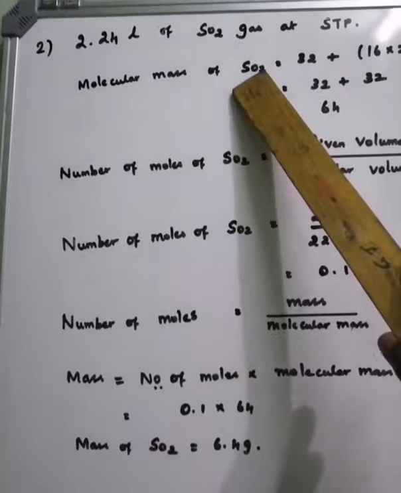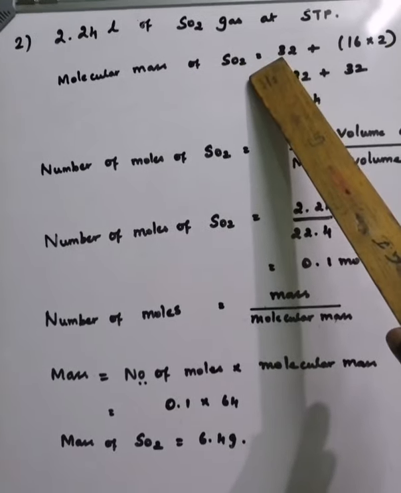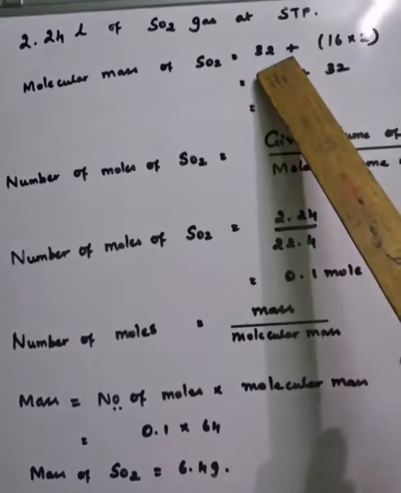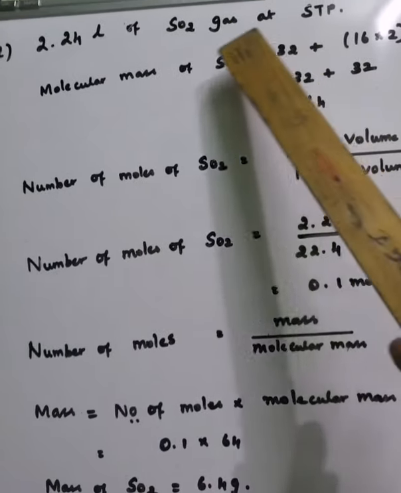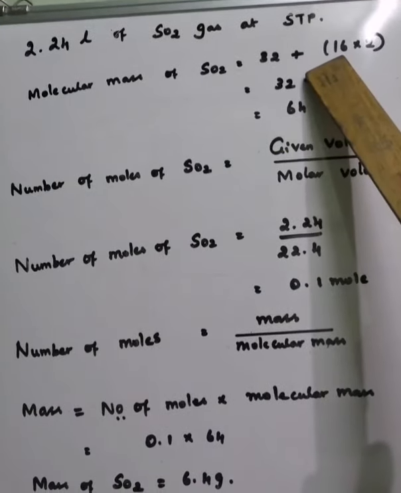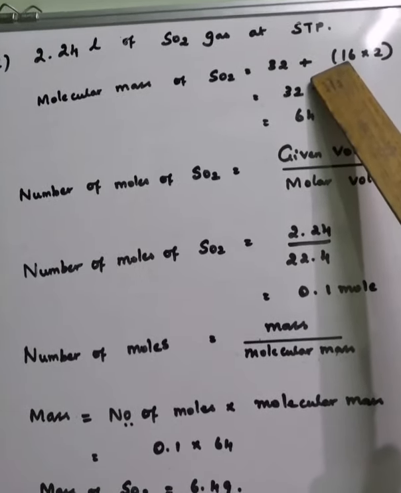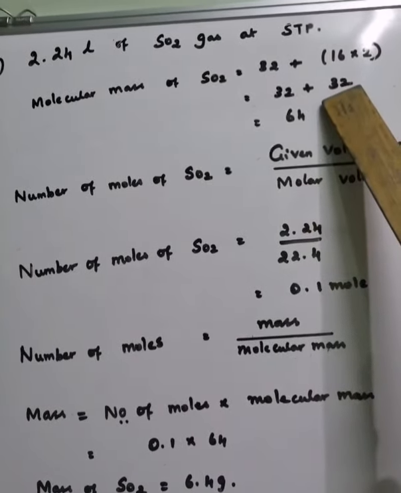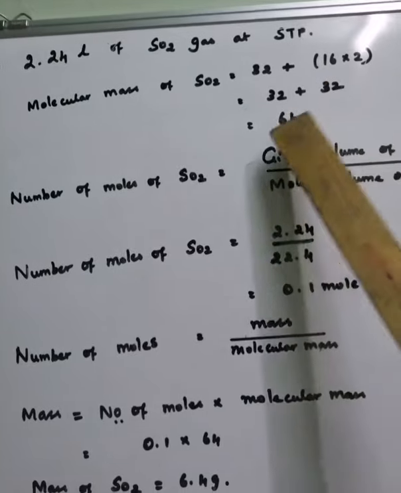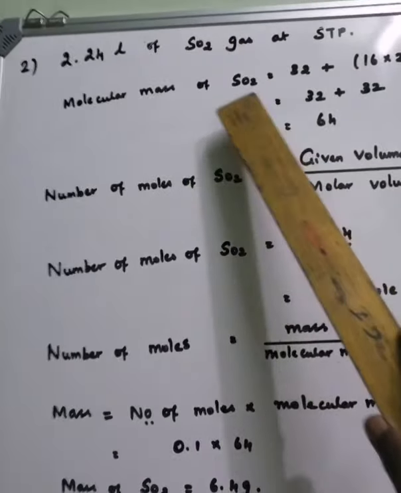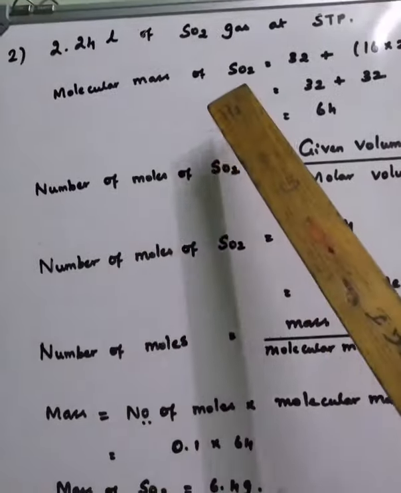So, molecular mass of sulfur dioxide is equal to atomic mass of sulfur, it is 32, plus oxygen 2 atoms, so 2 atoms into 16. Atomic mass of oxygen is 16. You all know it. So, when you multiply, that also will come as 32. So, 32 plus 32, you would be getting 64. So, first step, you are finding out the molecular mass of sulfur dioxide.